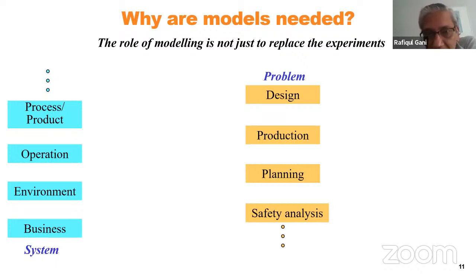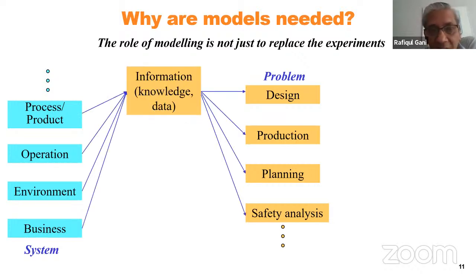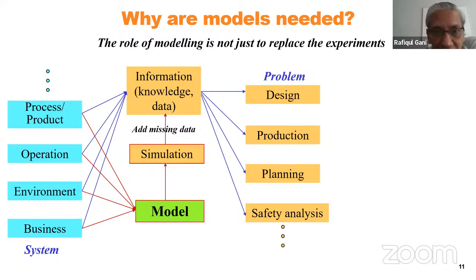It can be a design problem, production problem, planning problem, safety analysis, and many more. So we have the system, and we have the problem we want to solve. Now, if we have enough knowledge and enough data, we should be able to solve these problems if we have a method to utilize those data and knowledge. So if we have a design method and enough data and knowledge, we should be able to solve the problem. But the difficulty is that in most cases, the data or knowledge available is not complete.